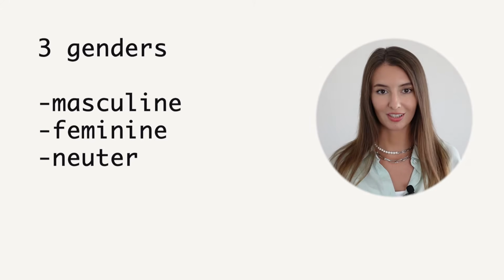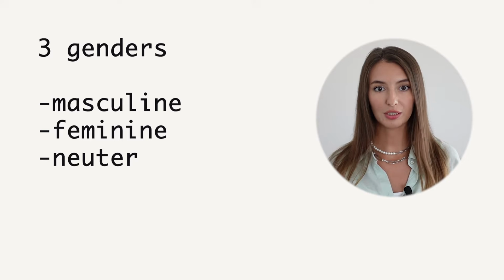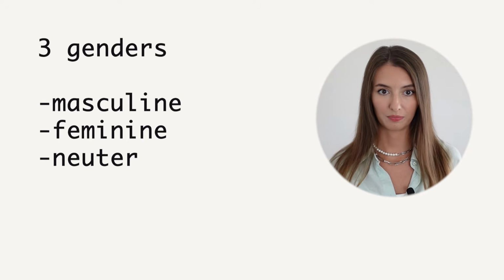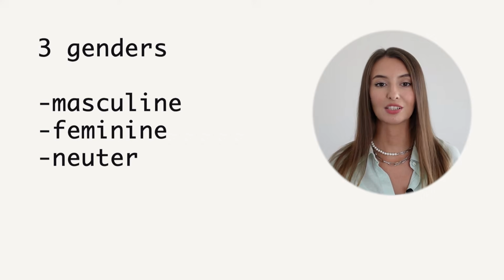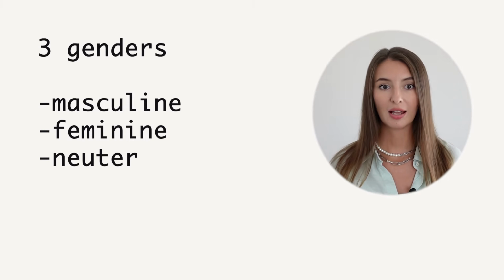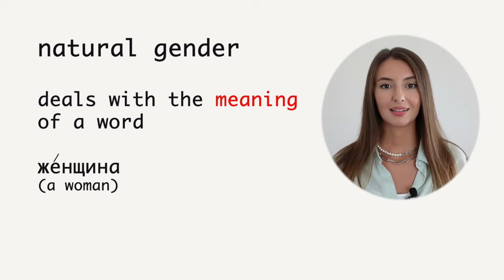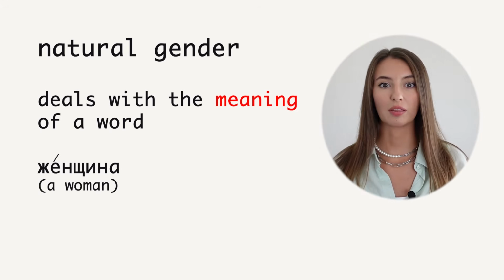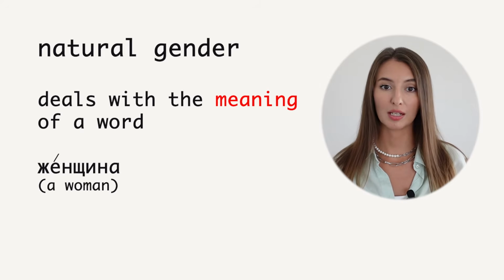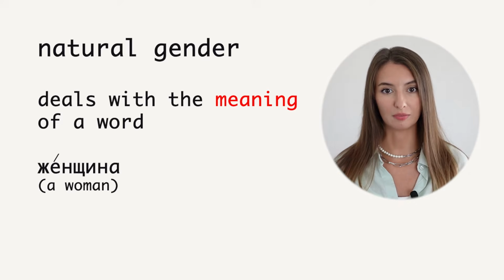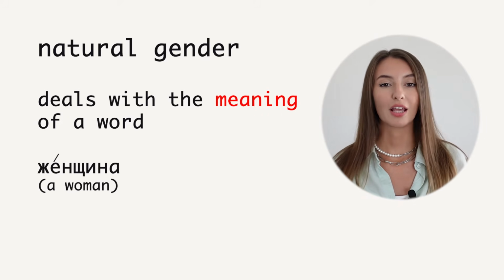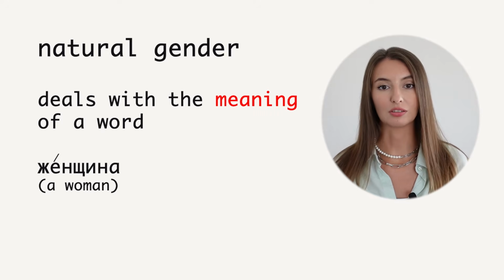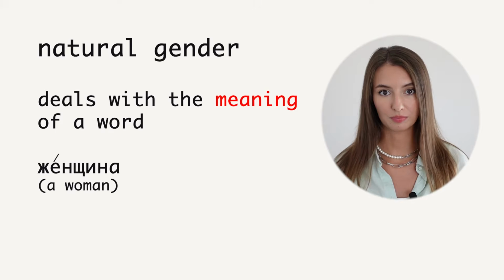Let's now turn our attention to the gender of nouns. There are three genders in Russian: masculine, feminine, neuter. Here, from the beginning, it's very important to understand the difference between the natural gender and grammatical gender. Natural gender deals with the meaning of a word. For example, the noun женщина, a woman, is naturally feminine because it relates to a female person.